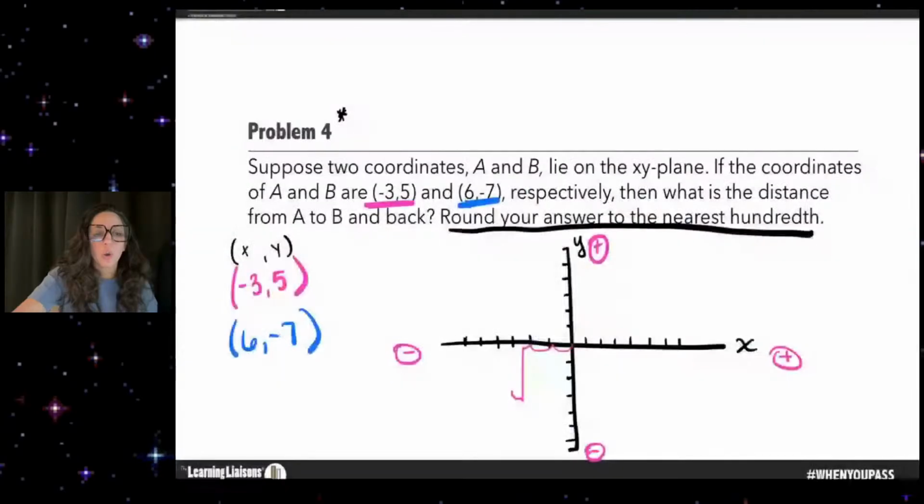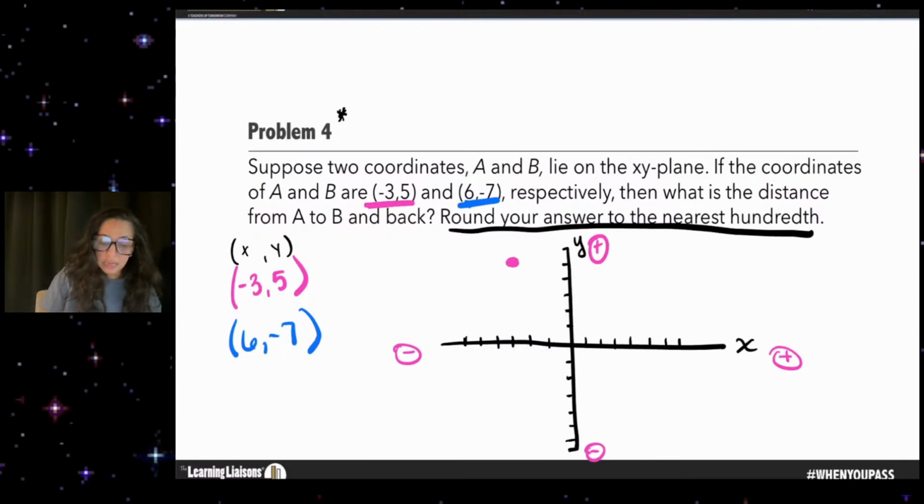So we're going to go -3, which means we're going to go in the negative direction to the left, and then we're going to go up 5. So I'm going to go -3, 1, 2, 3, up 5. 1, 2, 3, 4, 5. And I'm going to plot my point right there.